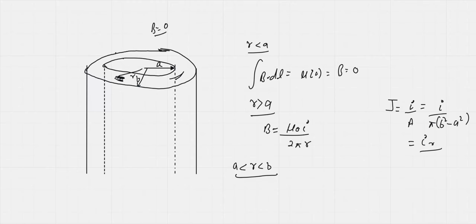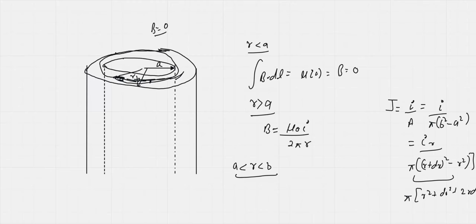What is the length of this portion? If you see carefully, this is nothing but a very small strip we are going to take off. This strip has some width, and that width is basically dr. So you can say this strip is nothing but pi times (r plus dr) square minus r square. If you expand it, the result is pi (r square plus dr square plus 2r dr minus r square). The r square cancels, and dr square is very small, so it gets cancelled. We are left with 2 pi r dr.